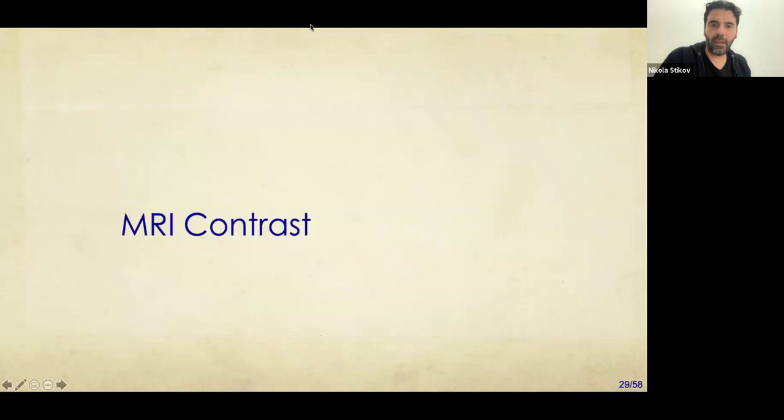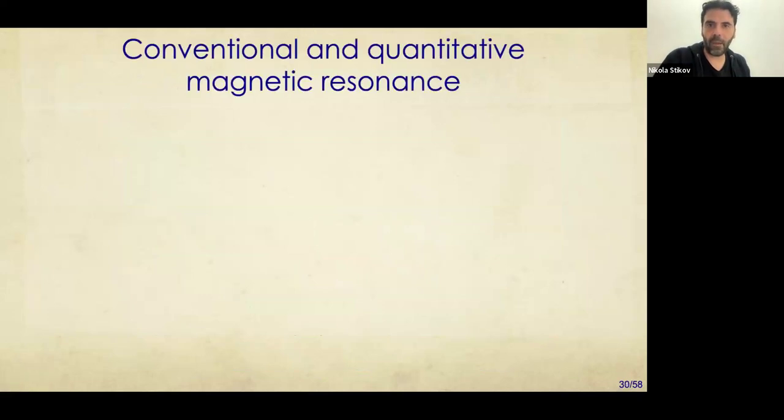Okay. In that case, let's make it a little bit more complicated. And this is the part that's related to the work that I do. Basically, there's conventional and quantitative magnetic resonance. Conventional magnetic resonance is the kind of stuff that's used in the clinic. It's probably, I would say, 95% of all MRI scans ever done.